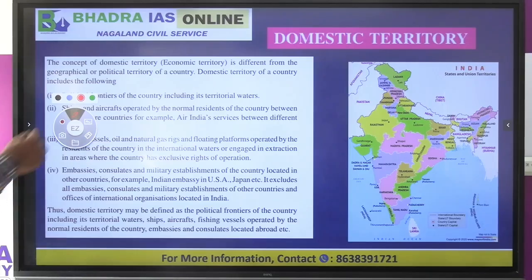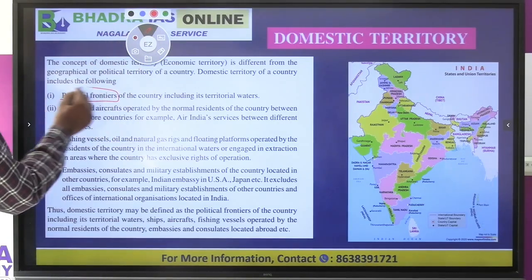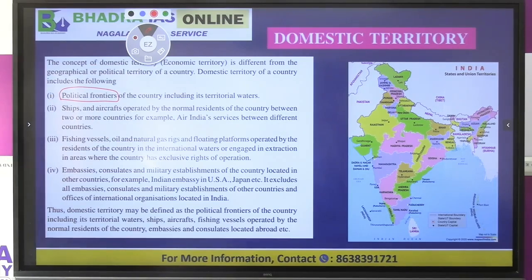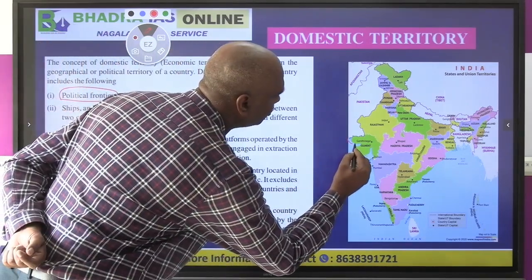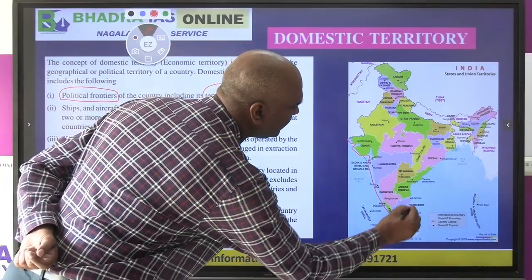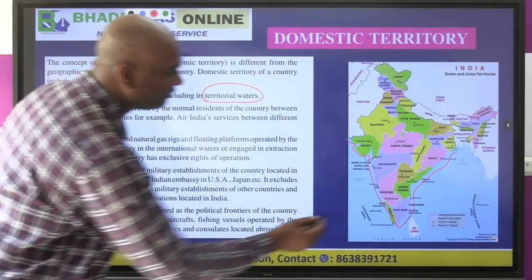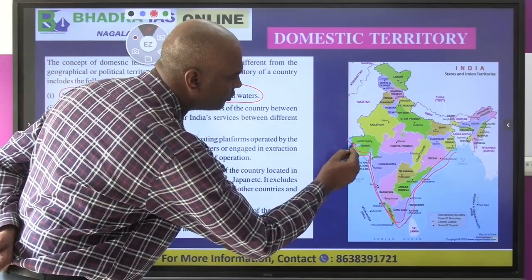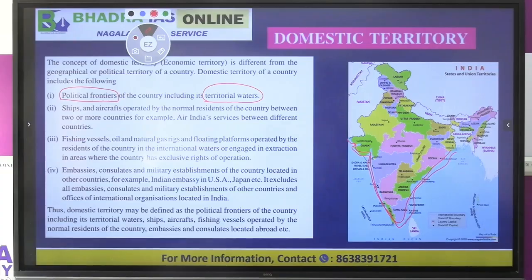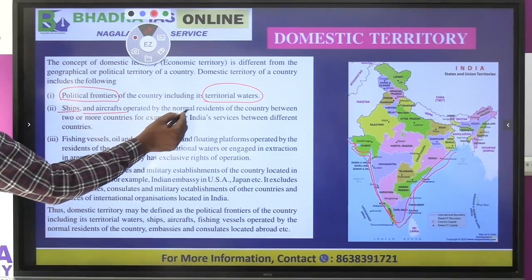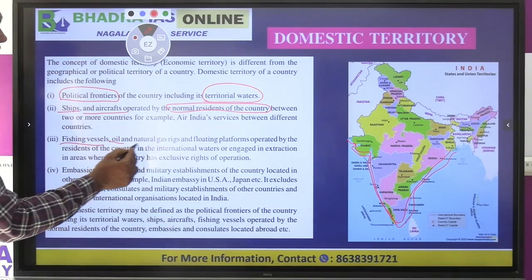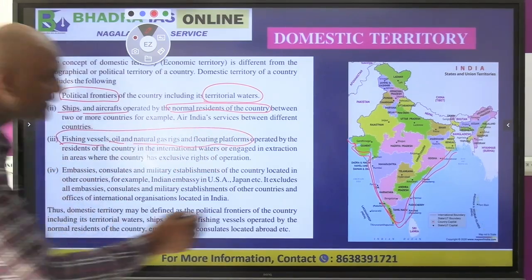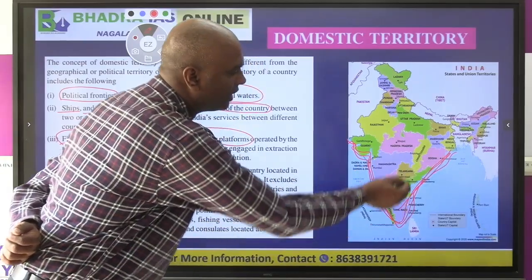The domestic territory first refers to our political boundary, that is our map. Plus we have some control in territorial water, that is the 200 nautical miles in the sea where we have control. Whatever we produce in this area also belongs to our domestic territory. Second point, ships and aircraft operated by normal residents of the country, that means those who have been staying in India for some time. And third point is fishing vessels, oil, natural gas, whatever we are operating in this sea area, that also belongs to our territory's GDP.